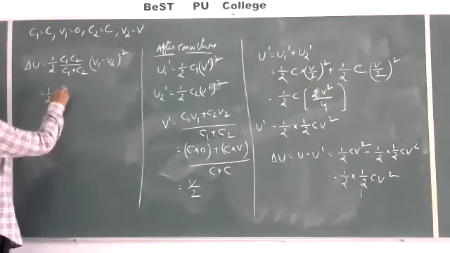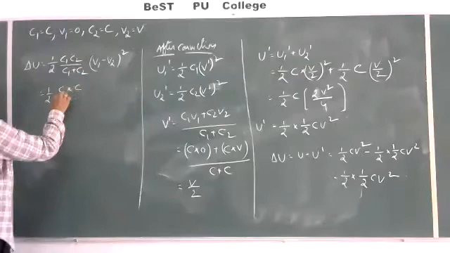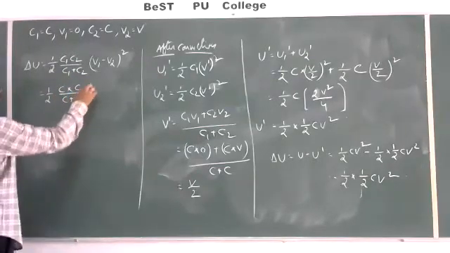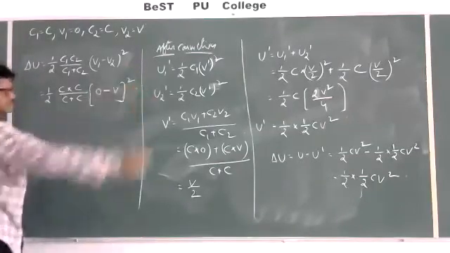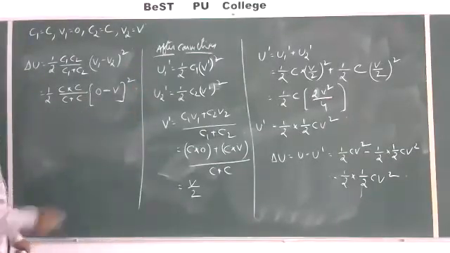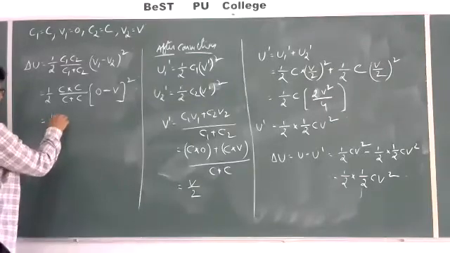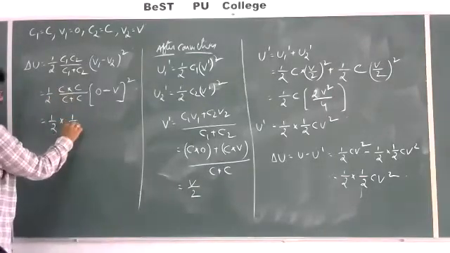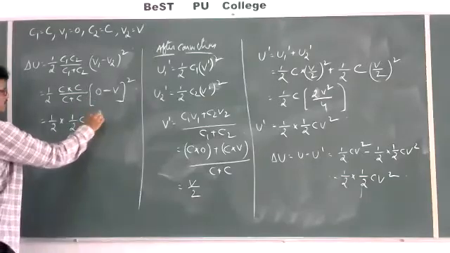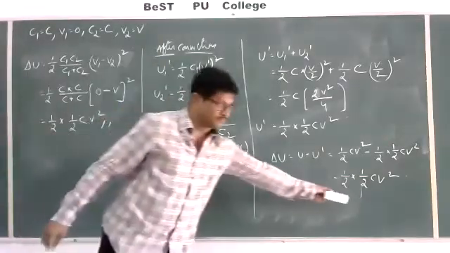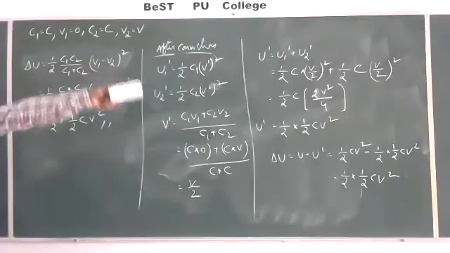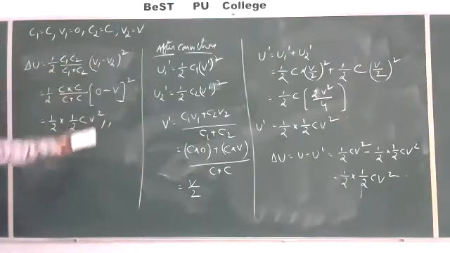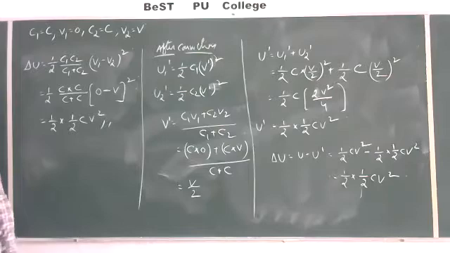Half, C1 is equal to C, C2 is equal to C, C plus C, V1 is equal to 0, V2 is equal to V. Then we are going to have half C square by 2C, half CV square. Directly we'll get this formula. That is the method we need to adopt in case of PUC examination. This is for objective. Directly we can make use of this beautiful formula.